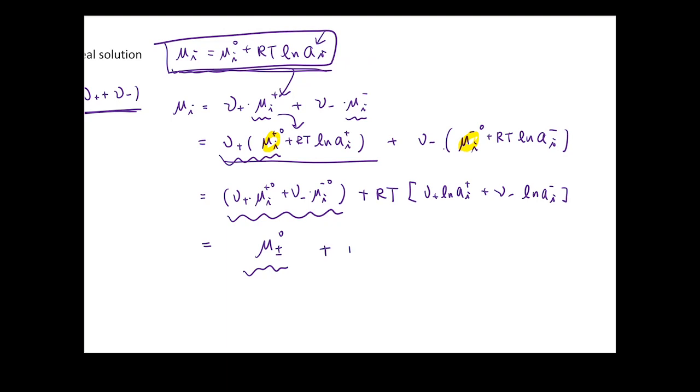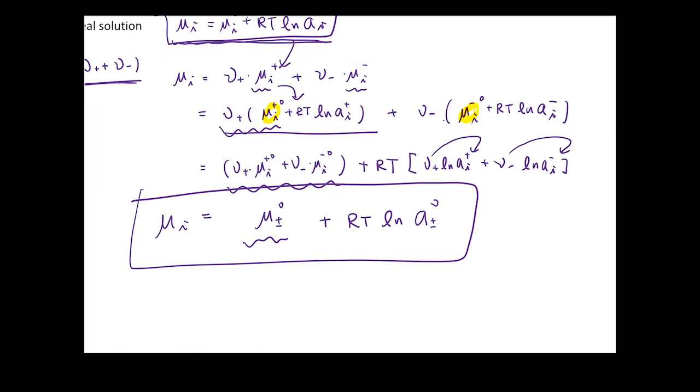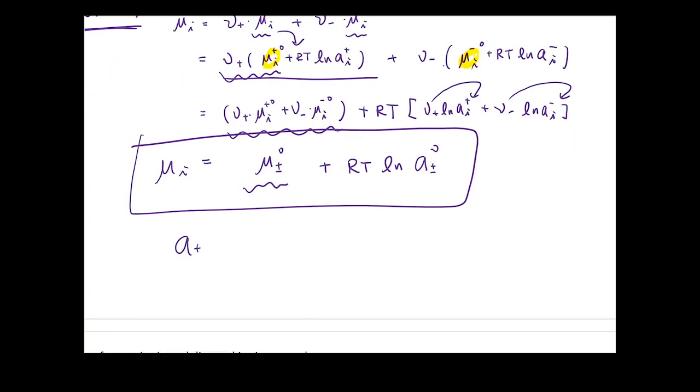The second term will be RT natural log. I can put these things into the natural log term, so it becomes a plus-minus to the power mu. This is how you write out the chemical potential of an electrolyte solution: mu_i equals mu_i plus-minus naught plus RT natural log a_i to the mu's power. This a plus-minus to the power mu equals a plus to the mu plus power times a minus to the mu minus power.